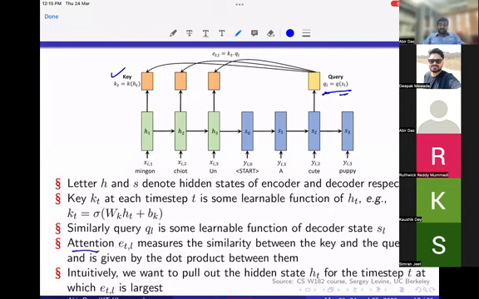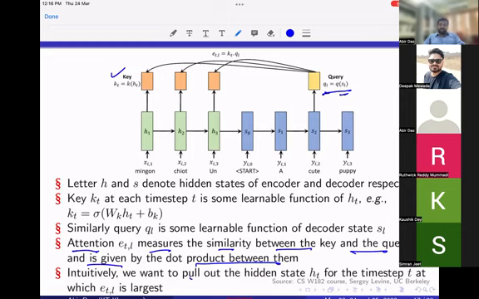We call it attention. This measures the similarity between the key and the query and is given by the dot product between them. So it is a form of cosine similarity. Sometimes it is also called cosine similarity, but you can just think that it is a dot product. Cosine similarity is what it is called when the vectors are normalized to 1. Otherwise, generally the more general term is dot product.